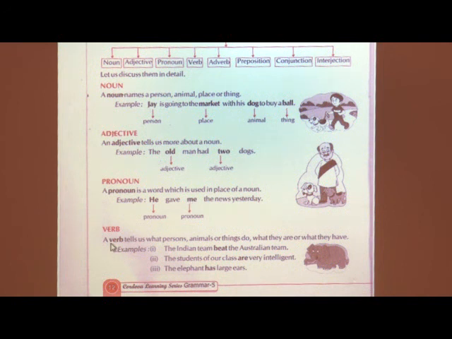And what is a verb? A verb denotes an action, or it shows an action. I told you some of the action words, they show some actions, that is reading, writing, dancing, singing, then running, playing, etc. All these are action words. I hope, children, you have understood these 4 parts of speech.